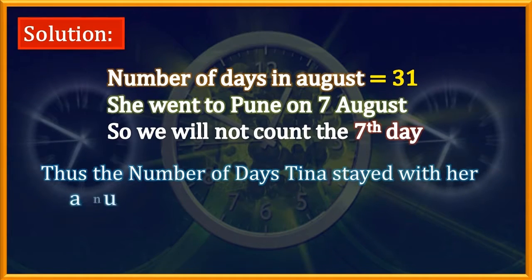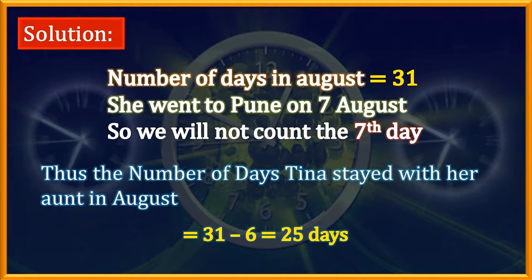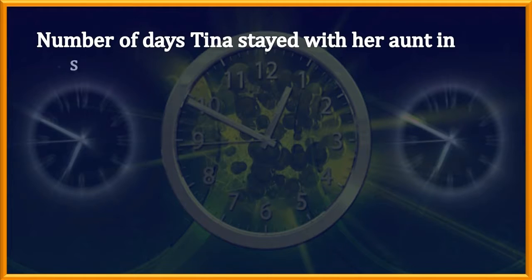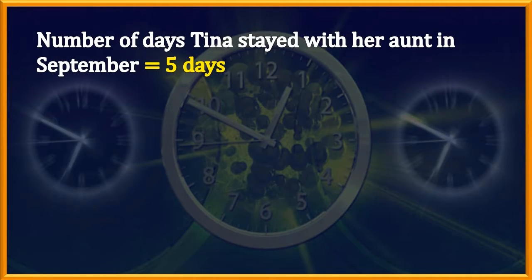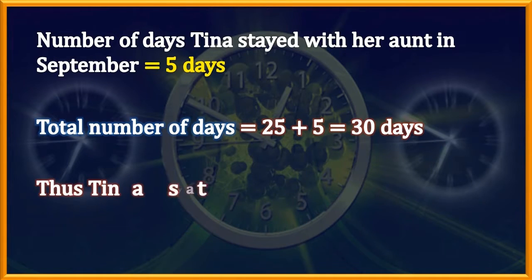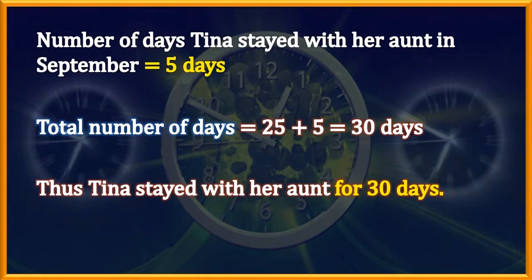Thus, the number of days Tina stayed with her aunt in August is equal to 31 minus 6, which is 25 days. And the number of days Tina stayed with her aunt in September is equal to 5 days. So, the total number of days is equal to 25 plus 5, which is equal to 30 days. Thus, Tina stayed with her aunt for 30 days.